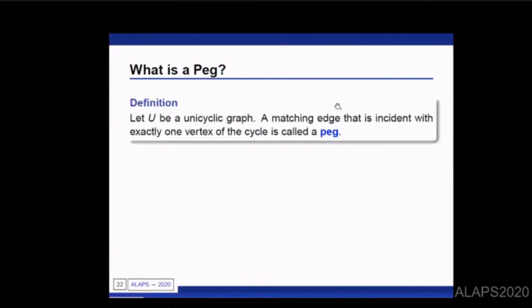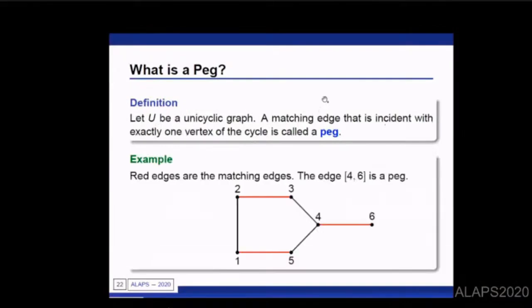So what is a peg? You take a unicyclic graph, and a matching edge which is incident with exactly one vertex of the cycle is called a peg. For example, we consider this unicyclic graph, and this edge 4, 6 is a peg, because first of all it is a matching edge, and only one of its end vertices is on the cycle. The other vertex is outside the cycle. So 4, 6 is a peg, whereas 2, 3 is a matching edge, but 2, 3 is not a peg.